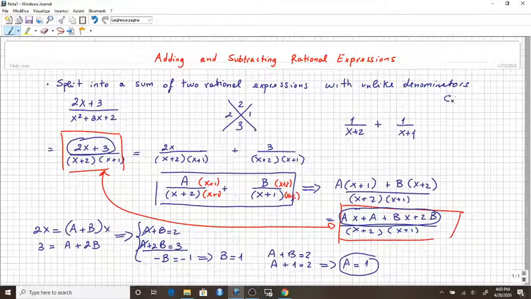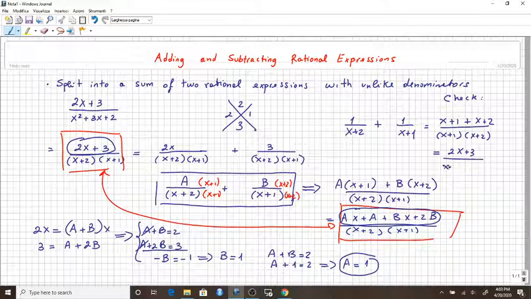Okay, so let's do a check. So how are we going to add them up? Well, the least common denominator is x plus 1 times x plus 2. Now what I get is, in the first one I multiply and divide by x plus 1, so I get an x plus 1, and the second one I multiply and divide by x plus 2, so I get an x plus 2, so we end up with 2x plus 3 divided by x plus 1 times x plus 2, which is exactly the same as the original expression.